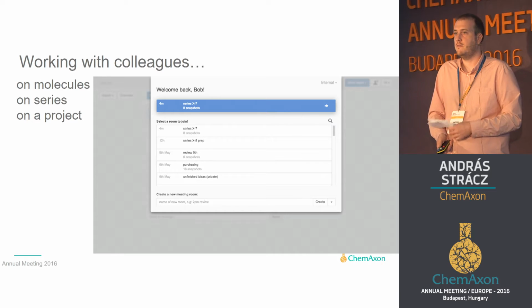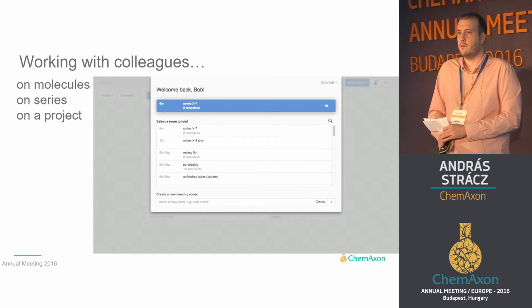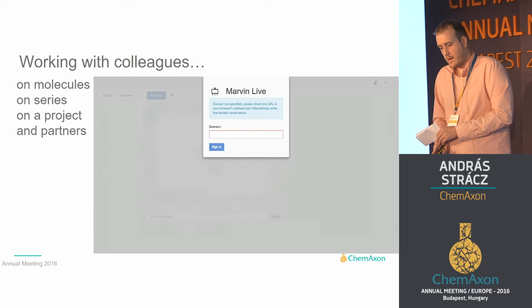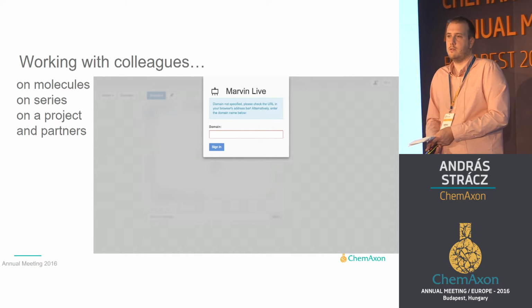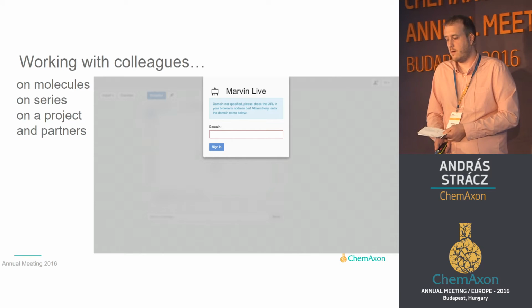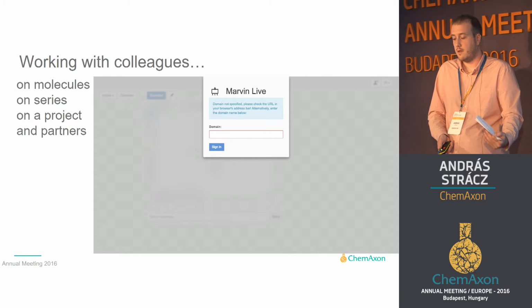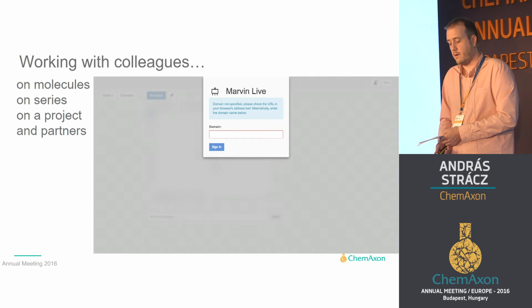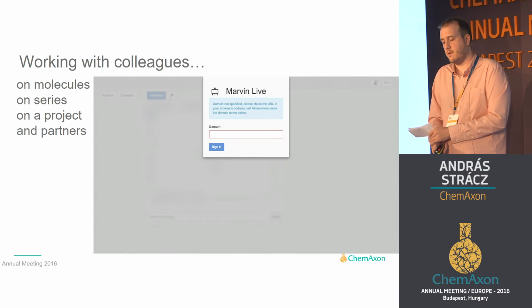Then there's project-level collaboration. This is what we started with. We picked the one that we need to work on now, and you can have as many of these as you want. And then there's partner-level collaboration. So the thing that we didn't show in the video is that we logged into the appropriate domain. You can have as many domains as you want for as many partners as you want to work with, or as many larger departments you have.